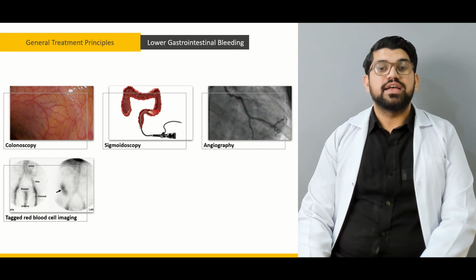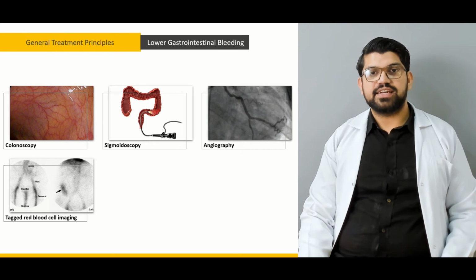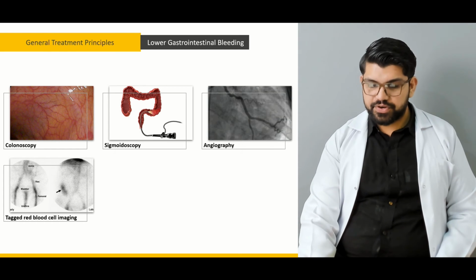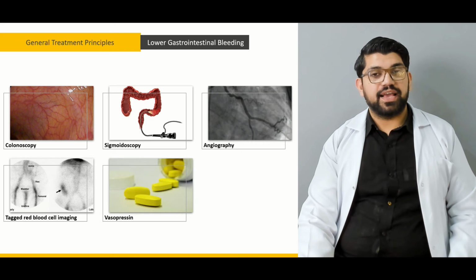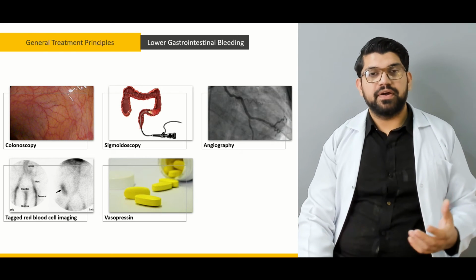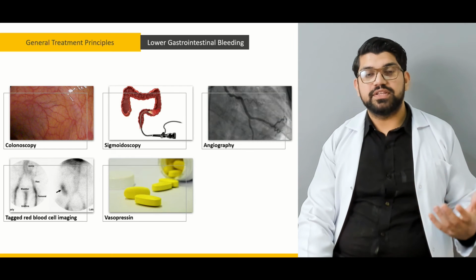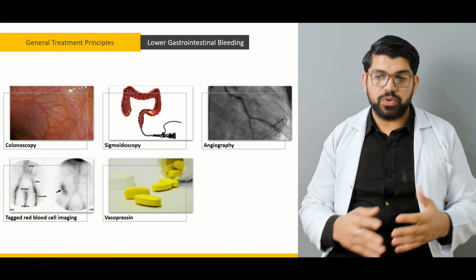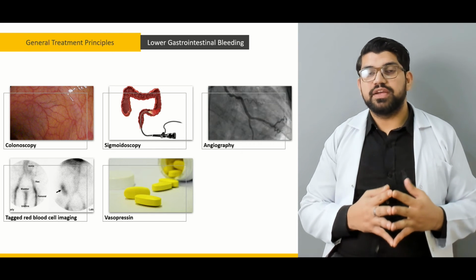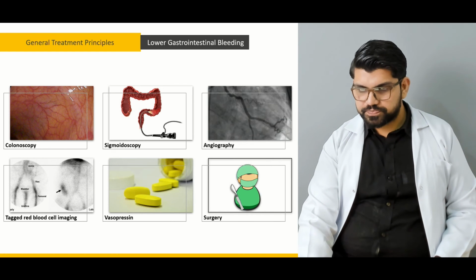Tagged red cell imaging. Technetium-99 scan dye is used, which can detect blood extravasation of around 0.1 ml per hour as well. Vasopressin, again, systemic vasopressin could help to vasoconstrict the vessels, but with end organs, it can exaggerate, or with watershed areas, they can tend to have ischemia or decreased blood supply to those organs because of vasopressin, which tends to lead to end organ damage.